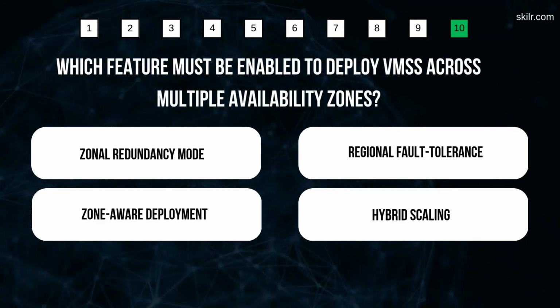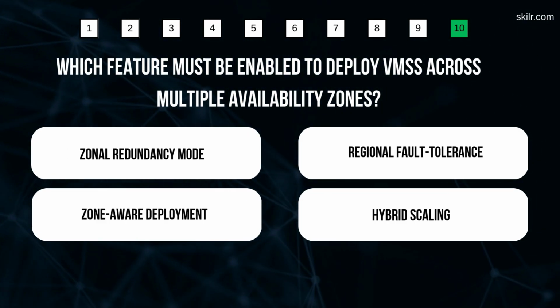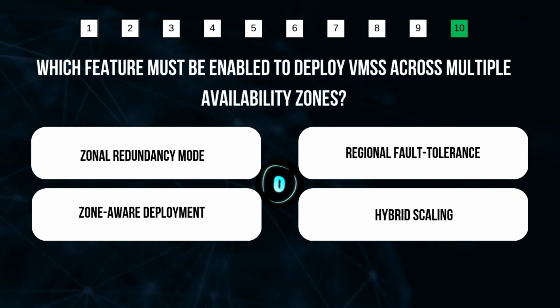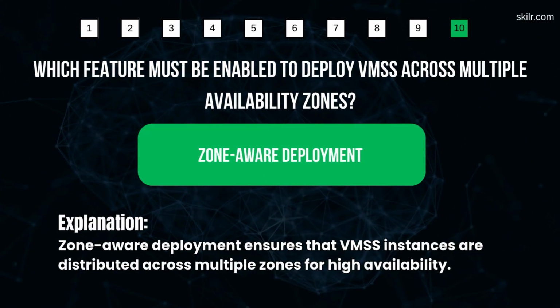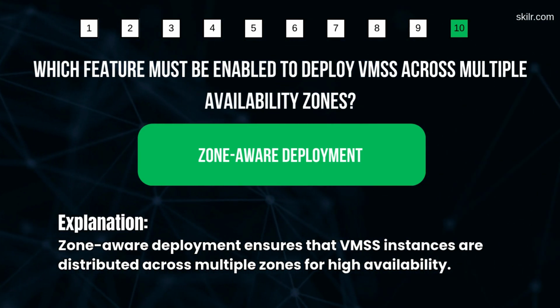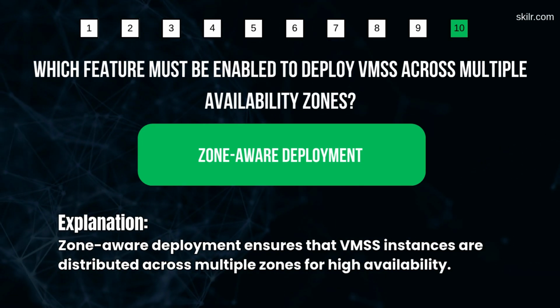Question 10. Which feature must be enabled to deploy VMSS across multiple availability zones? The correct answer is zone-aware deployment. Where zone-aware deployment ensures that VMSS instances are distributed across multiple zones for high availability.